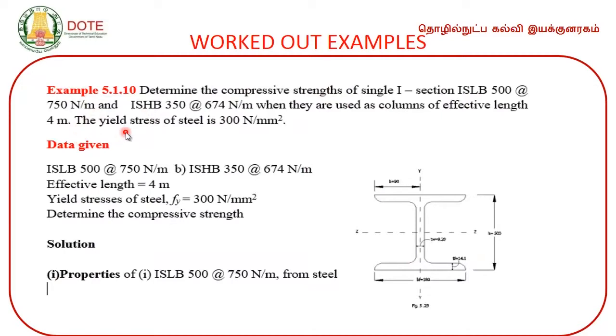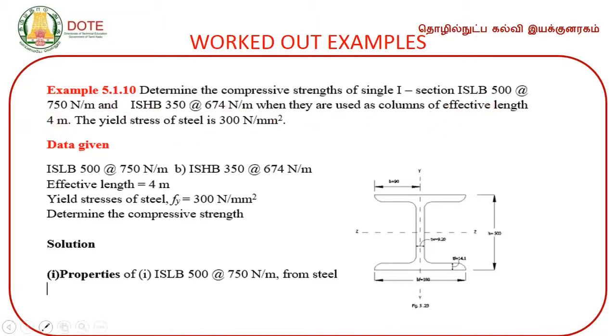So, we will take up simple problems on finding out the design compressive strength. In this exercise, a single I section, ISLB, which stands for Indian Standard Lightweight Beam 500. This 500 designates the depth of the beam, at 750 Newton per meter, and this 750 is the numerical value of the self weight of the beam in Newton per meter. And again ISHB, Indian Standard Heavy Beam, of depth 350 at 674, this is the self weight again, when they are used as columns of effective length 4 meter.